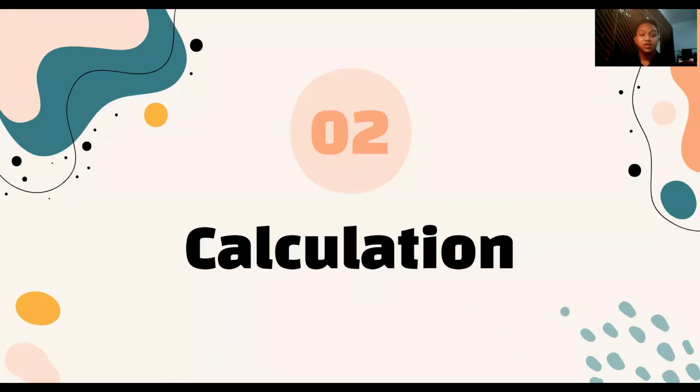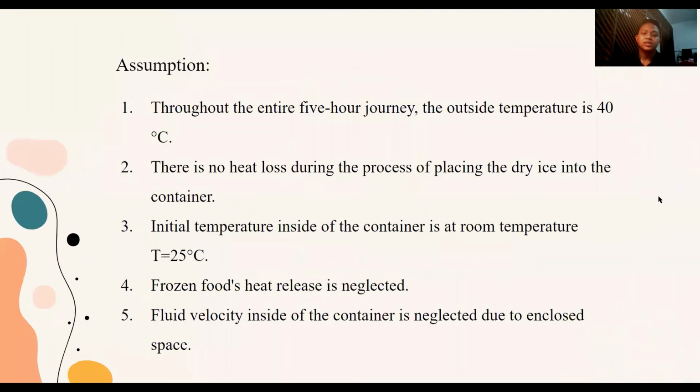Assalamualaikum and hi everyone. First of all, before we start our calculation, we should make a few assumptions. First, throughout the entire 5-hour journey, the outside temperature remains constant at 40 degrees Celsius. Second, there is no heat loss during the process of placing the dry ice into the container. Third, the initial temperature inside the container is at room temperature, which is 25 degrees Celsius, so we have to include the calculation of dry ice needed to cool it to the required temperature, which is -5 degrees Celsius. Fourth, frozen food heat release is neglected. And lastly, fluid velocity inside the container is neglected due to the enclosed space.